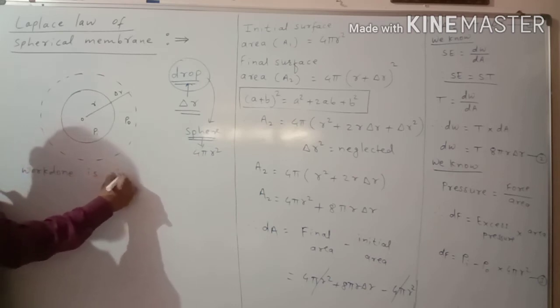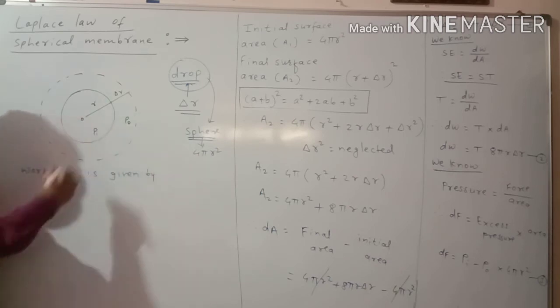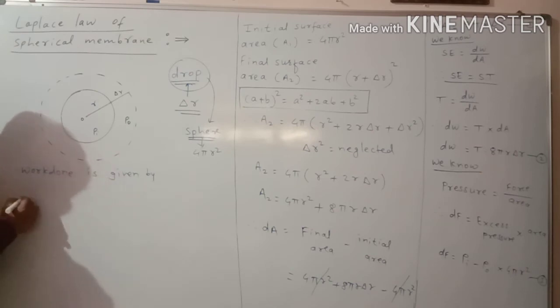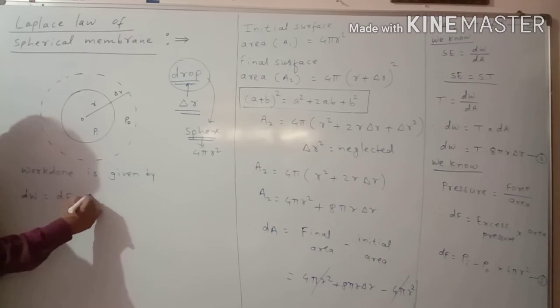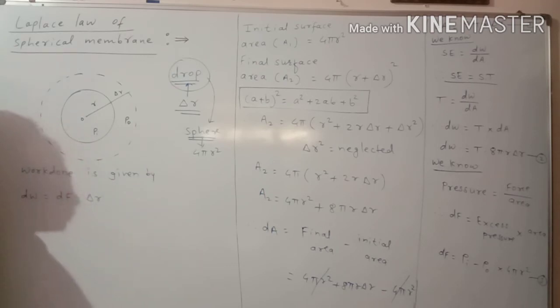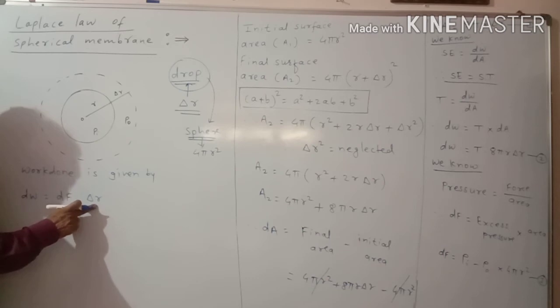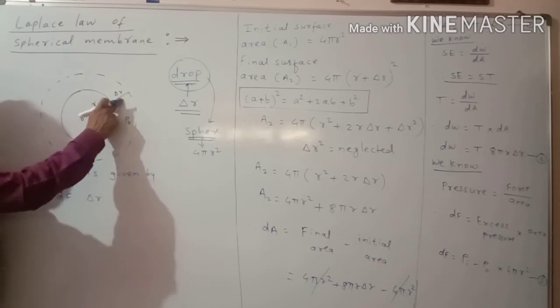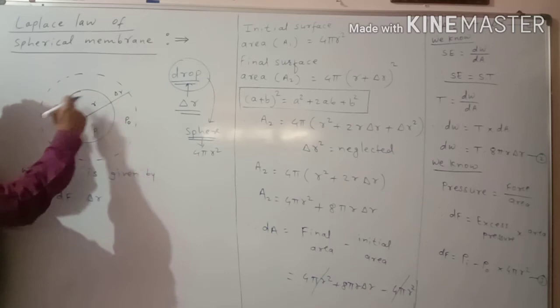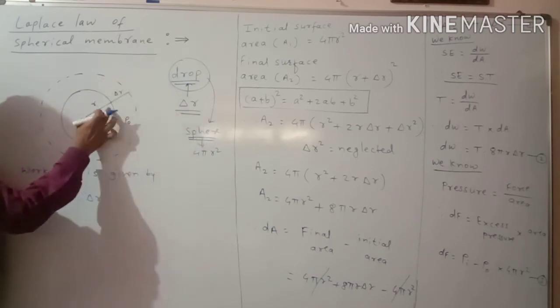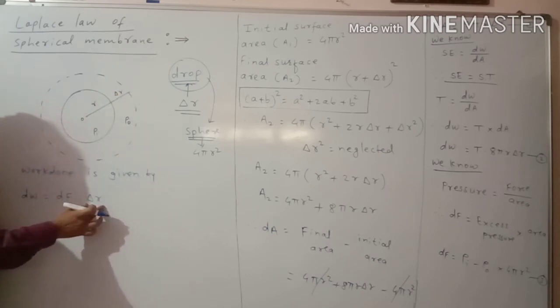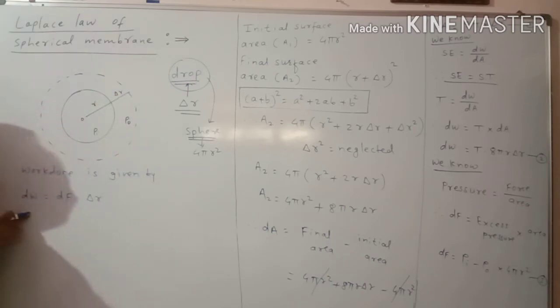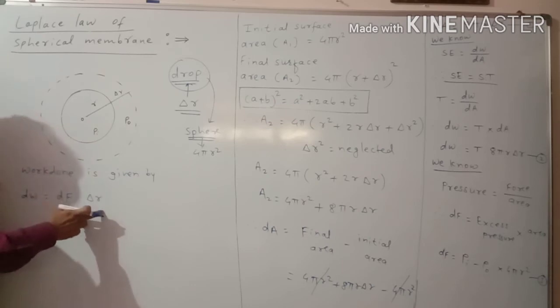work done is given by, which formula is there? Work done is equal to force into displacement. Here displacement is delta r. Why is displacement delta r? Because we are increasing this radius by delta r. So this delta r represents displacement. So this is the basic formula to calculate work done: work done is equal to force into displacement.